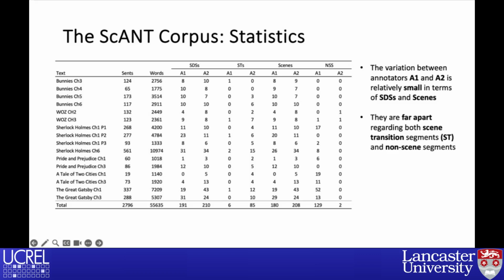We can see that the variation between annotator 1 and annotator 2 regarding the SDS annotations and scene annotations is quite small. So this suggests that they understood the task of annotating SDSs and scenes in narrative text, and that it was easier for them. The big variation happened when they annotated scene transitioning segments and non-scene segments.